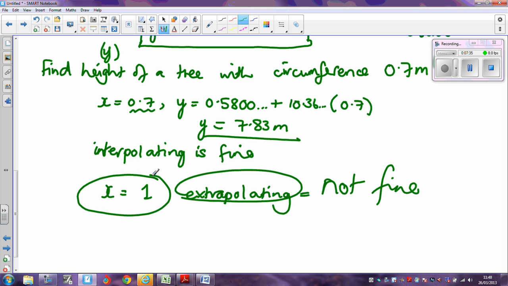So I wouldn't use the equation here to work out what the height of a tree would be if its circumference was 1 meter. We don't know what happens. It could be that pine trees fall over or something when they reach a circumference of at least 1 meter. We don't really know. The point is, we don't know. Therefore, we shouldn't really use values which are outside the range of the data.